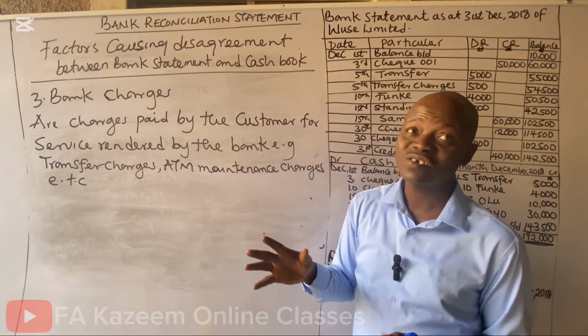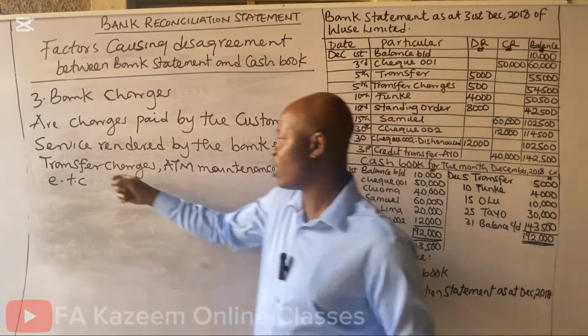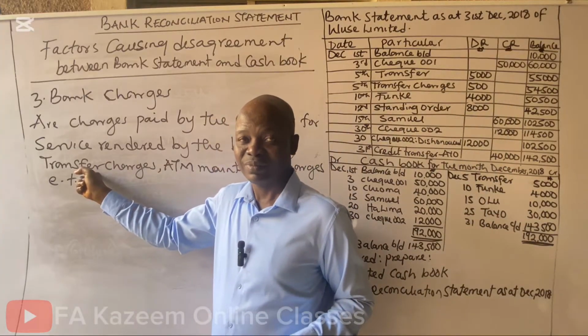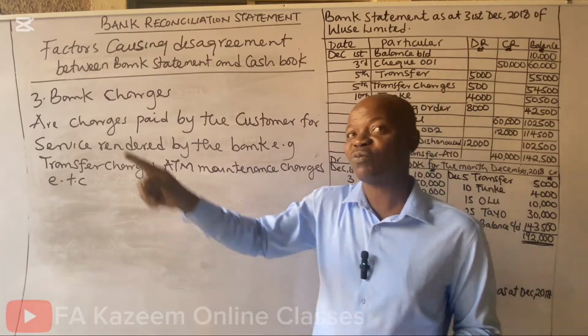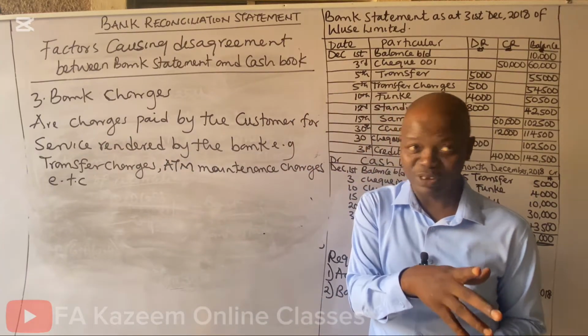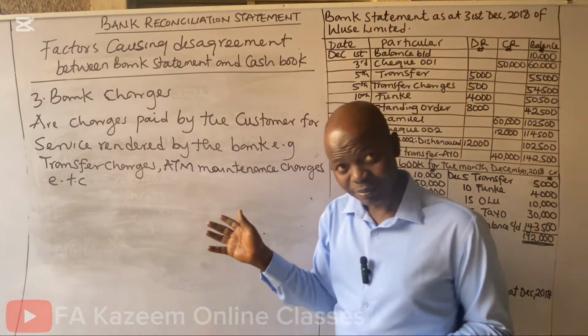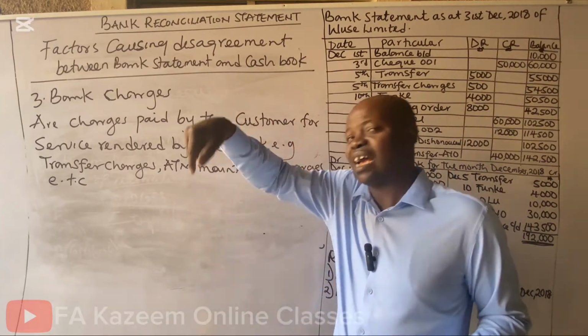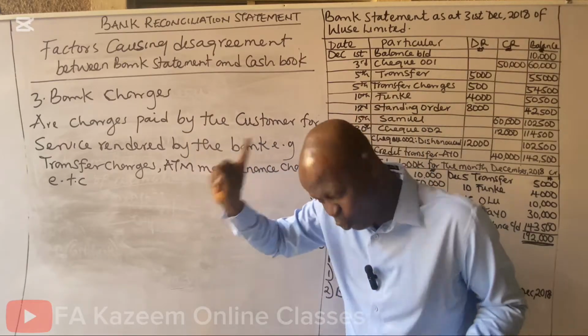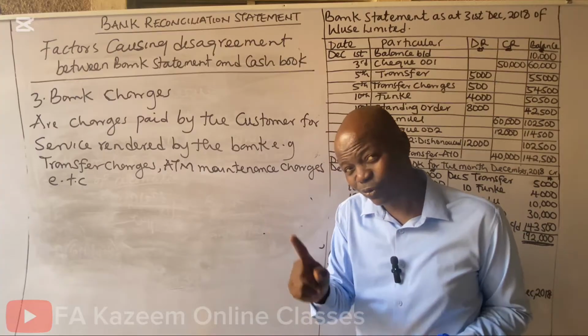Now, it can cause disagreement. Why? If you transfer 1 million, in your cash book there's an outflow, you credit 1 million. The bank will debit 1 million in the bank statement. That is debit and credit. The bank will now further debit 1,000 naira charges. That can lead to disagreement.